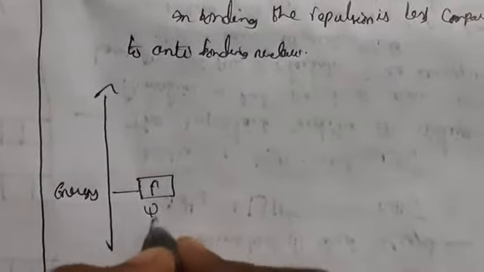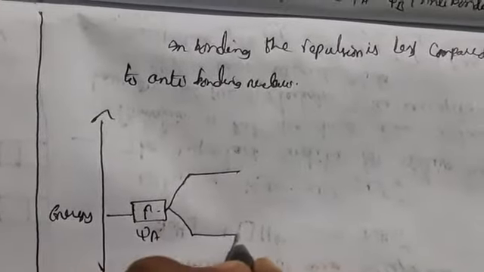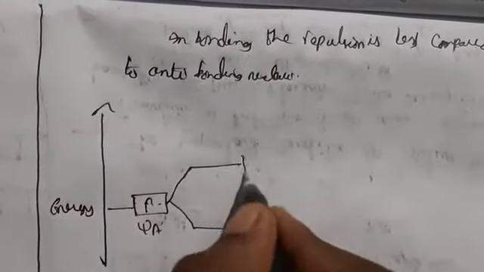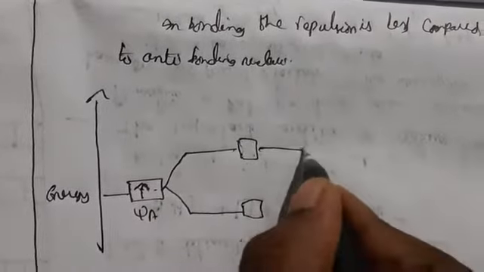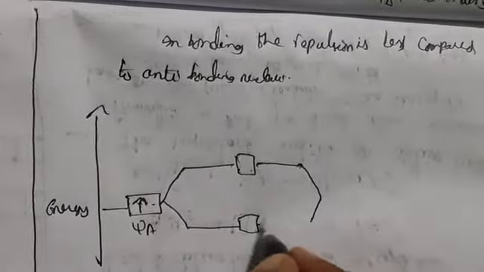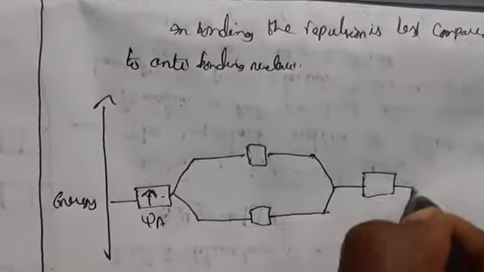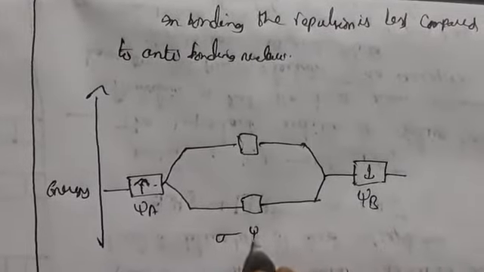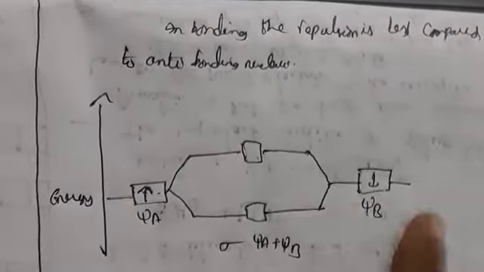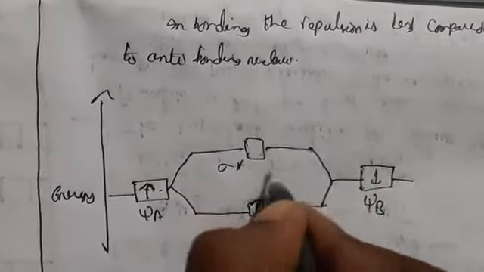So if you take psi a, with 1 electron, and psi b with 1 electron, sigma is psi a plus psi b. If you add both, you get 2 electrons. Sigma star is psi a minus psi b.